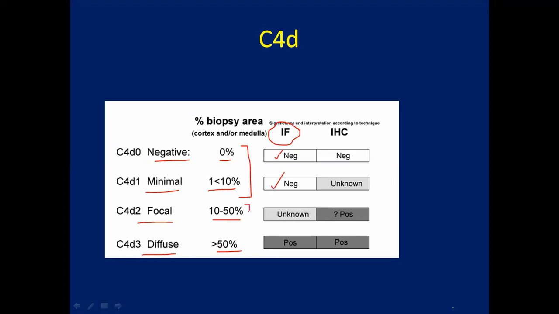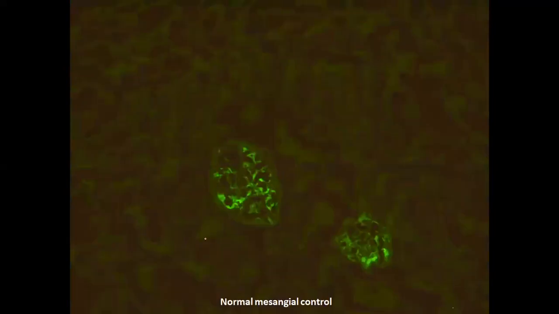And if there is focal staining, the significance of focal staining was unknown. If more than 50% of PTC shows staining, it was considered positive. On the other hand, in IHC, if there is 0% staining, that is negative. But if it is less than 10% staining, the interpretation of this result was unknown. And if it is 10 to 50% staining, they said query positive. But one thing was sure, it has to be more than 50% to be labeled as positive by either immunofluorescence or immunohistochemistry. The good thing about C4d immunofluorescence is the normal mesangium acts as a control.